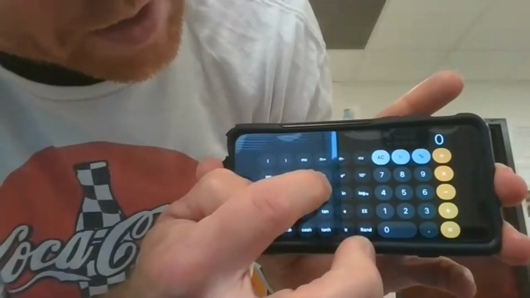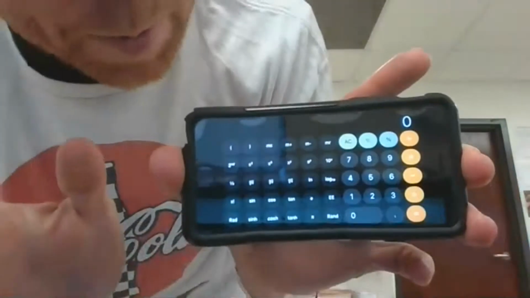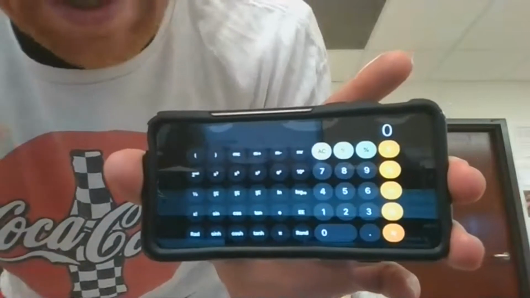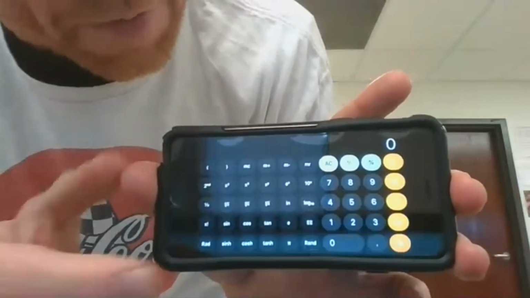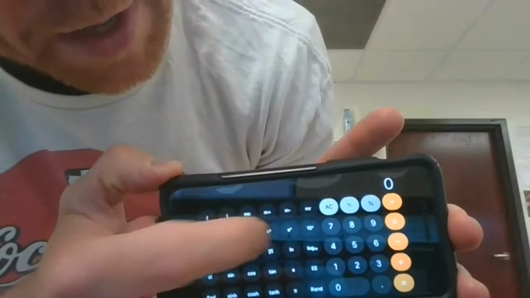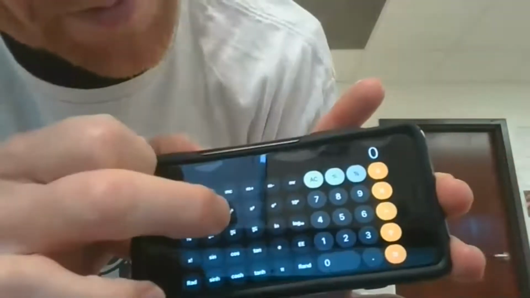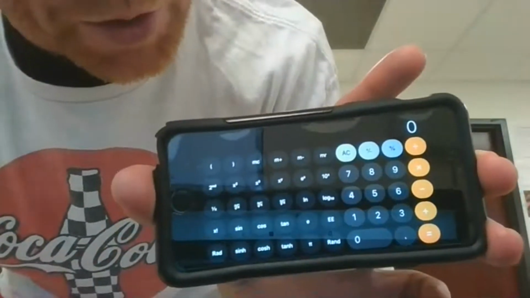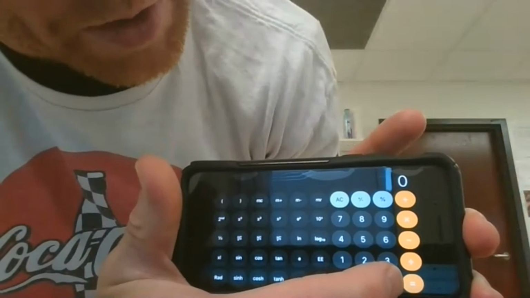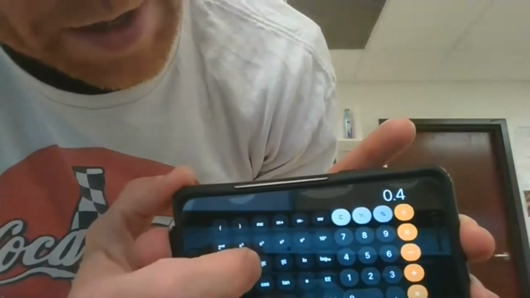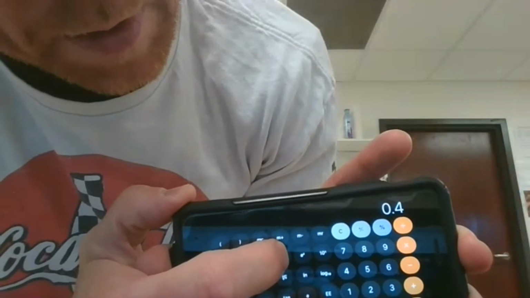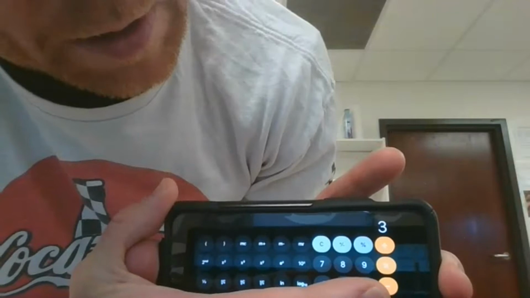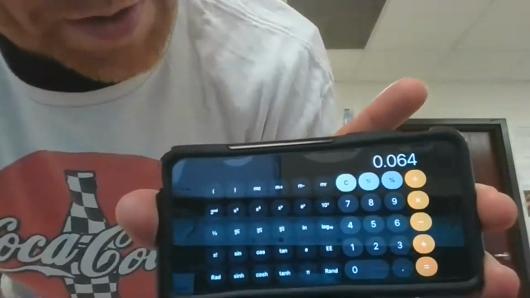So if we look right in this area, now your phone might be a little different, but most of them should have this function. If you have a different type of phone and it looks different, call me, put me on the camera, and we'll see if we can figure it out. But most calculators have this X to the Y button. So what you do is you put your base in first. So 0.4, then you hit that button, X to the Y. Then you hit your exponent, in this case 3, equals, and we get 0.064.